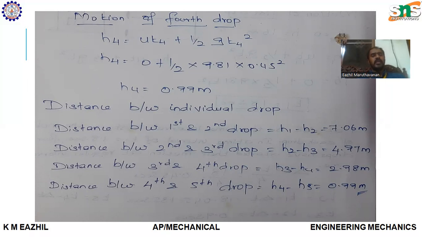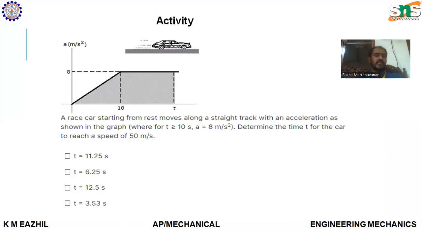Now we have calculated the height of each droplet. We were asked to find the distance between the droplets. To find the distance between the first and second droplet, H1 minus H2. Likewise, to find the distance between each droplet, we subtract the subsequent droplets: second droplet minus third droplet, third and fourth, and fifth. H1 minus H2 is equal to 7.06 meters. H2 minus H3 is equal to 4.97 meters. H3 minus H4 is equal to 2.98 meters. H4 minus H5 is equal to 0.99 meter.